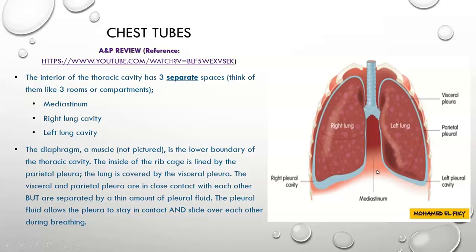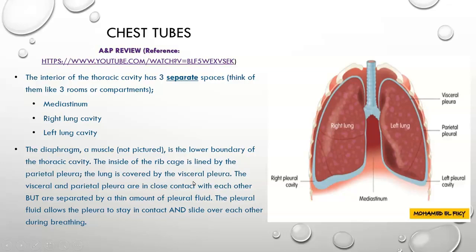The diaphragm, which is not in this picture, is a muscle that extends all the way across the lower boundary of the thoracic cavity. Now, the rib cage, which you can see here, is lined by the parietal pleura, and then the lung is covered by the visceral pleura, which is really what this blue lining is meant to indicate. It's also called the pulmonary pleura. Who cares? Most of us know it as the visceral pleura.